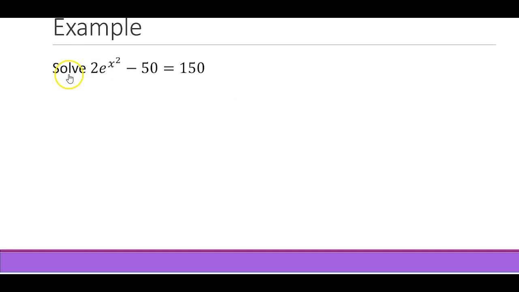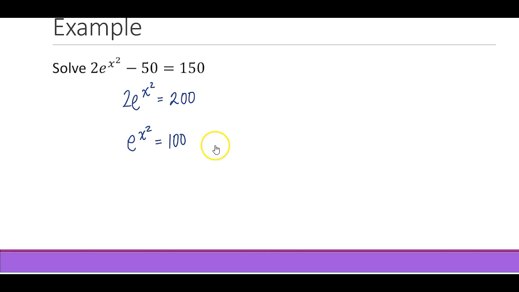In this example, I want to solve 2e to the x squared minus 50 equals 150. So I'm going to go ahead and isolate the term with the exponential in it. So I'm going to add the 50 to the other side. So I have 2e to the x squared equals 200. Then I'm going to go ahead and divide by 2. I don't want a number besides 1 in front of my exponential. So I have e to the x squared is equal to 100 if I divide both sides by 2.